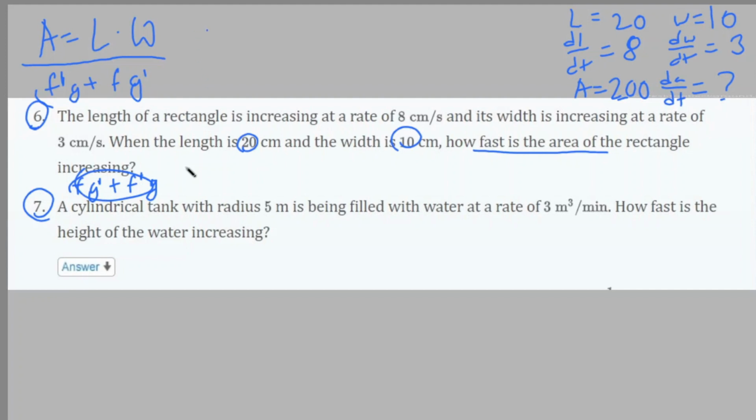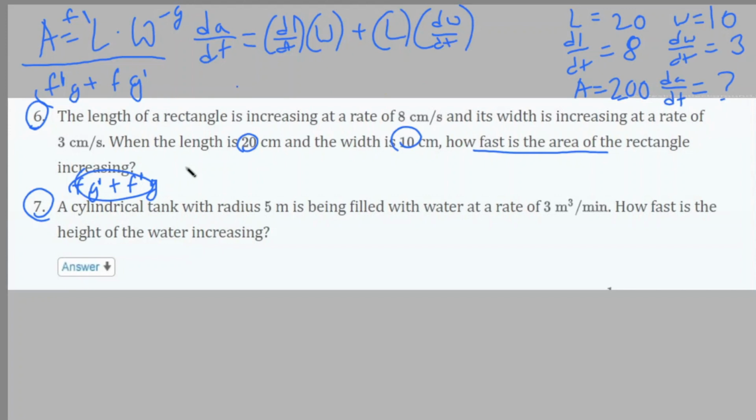So if we actually find the derivative like that, on the left side we get dA dt, that's the derivative of A. On this side, this is going to be f, and this is going to be g for our case here. So we get f prime, which is going to be dL dt, multiplied by g, which is just going to be W. And that's going to be added to f, which is L, times g prime, which is going to be dW dt. And all we need to do now is literally just plug it in.